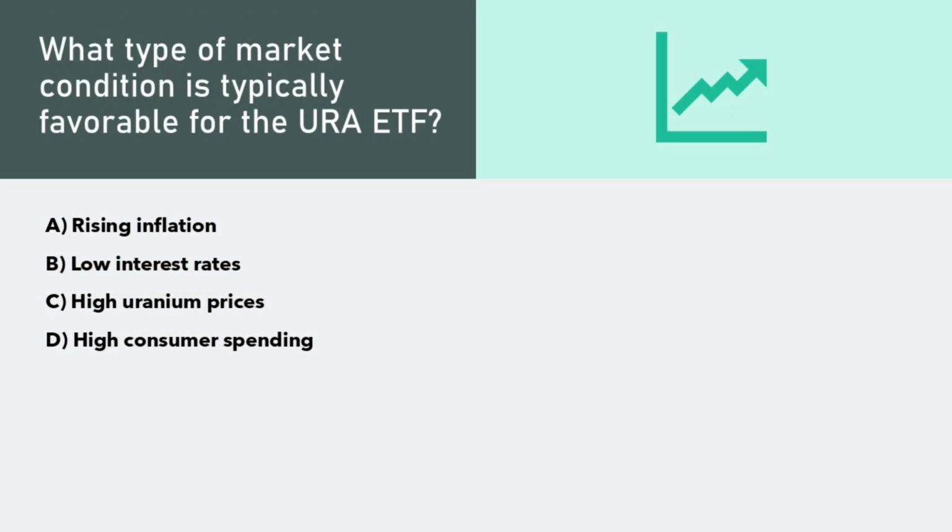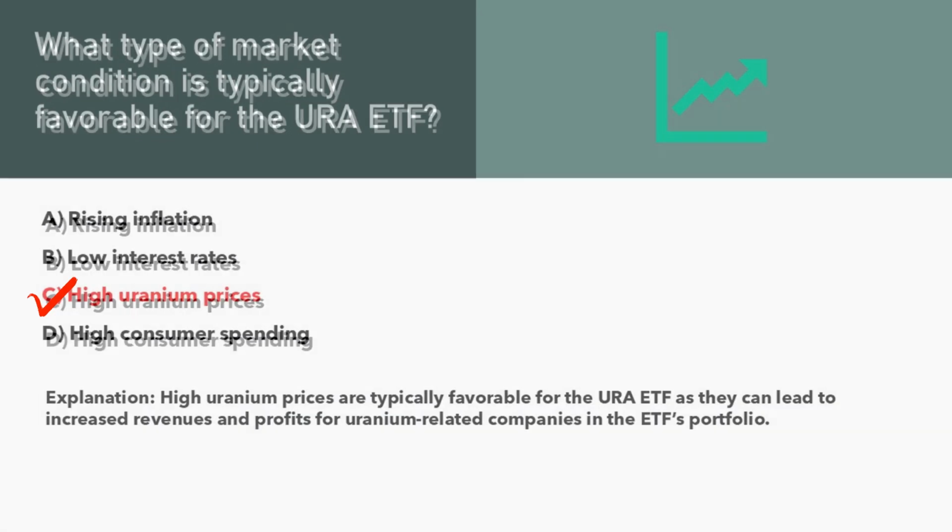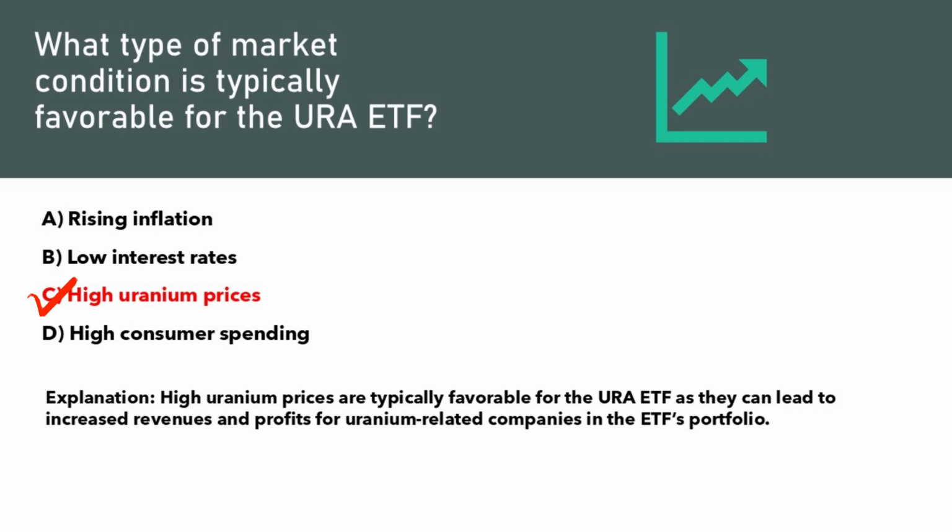What type of market condition is typically favorable for the URA ETF? Answer: C. High uranium prices. Explanation: high uranium prices are typically favorable for the URA ETF as they can lead to increased revenues and profits for uranium-related companies in the ETF's portfolio.